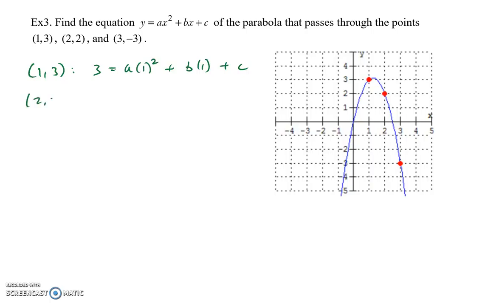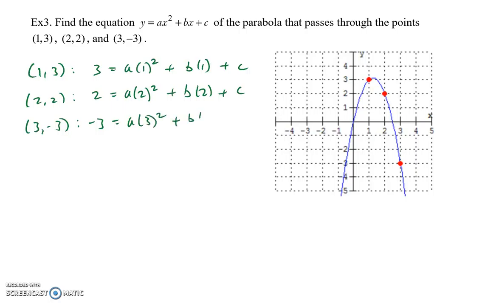If that point lies on the parabola, then it must also satisfy the equation of the parabola. That is, when y is 2, x is 2. So replace y with 2 and replace x with 2. Then the third point is (3, -3). If that point satisfies the equation, then when y is -3, x should be positive 3. We get a times 3 squared plus b times 3 plus c.